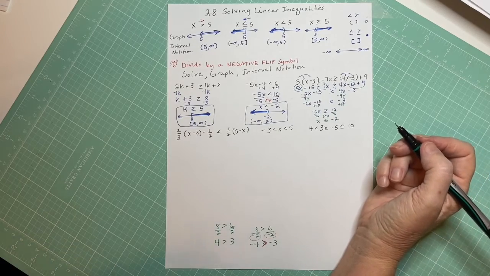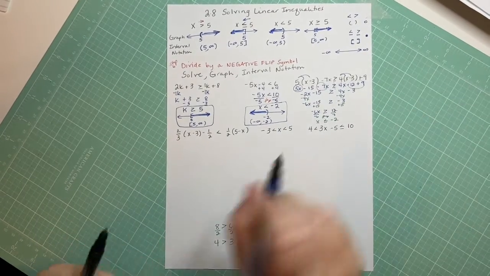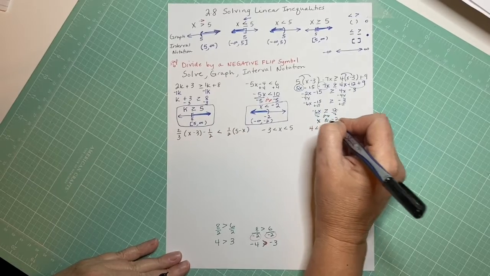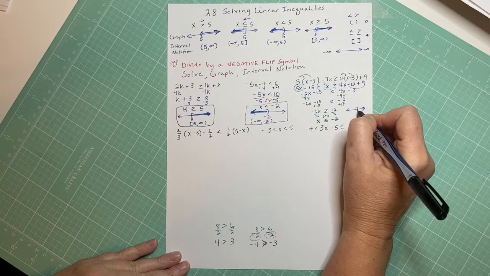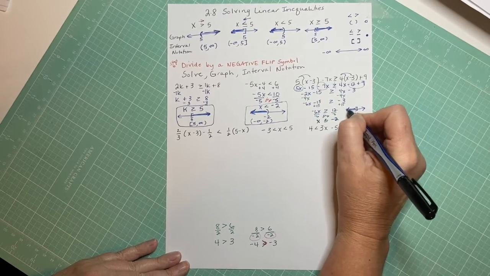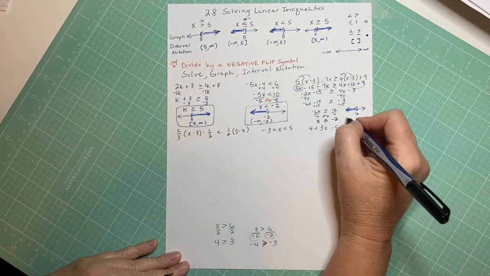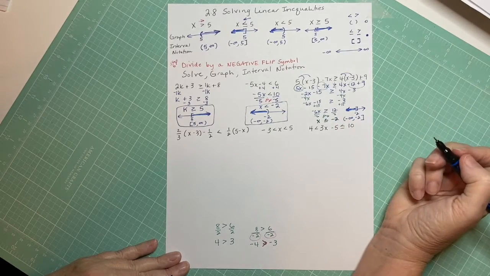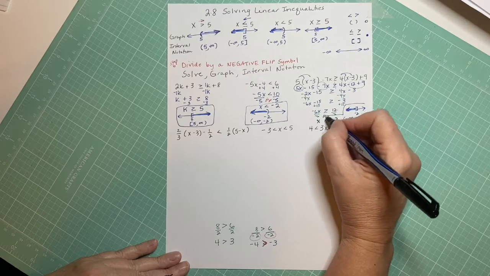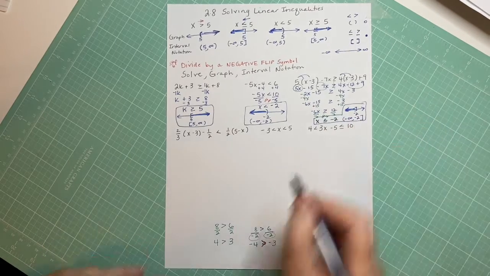So I solved it. I didn't leave myself enough room here. Let me write this in blue. So x is less than or equal to negative 2. So I'll graph it over here. So the graph is a bracket at negative 2, shaded to the left. And interval notation is negative infinity to negative 2 bracket. So 3 answers on that one.